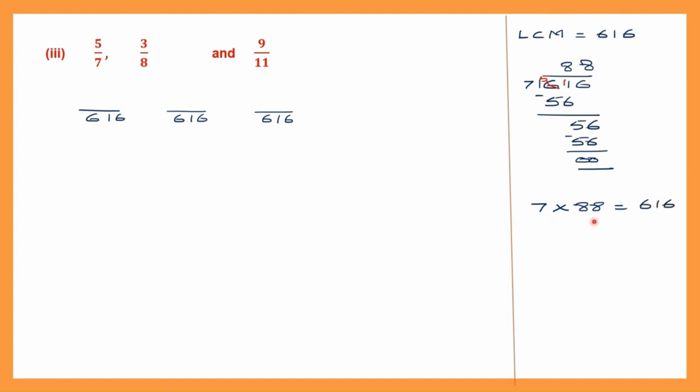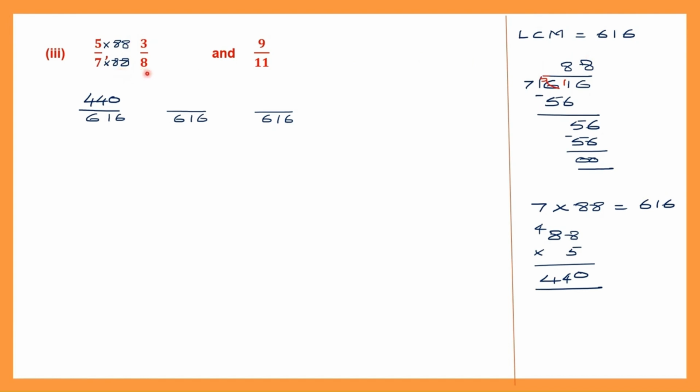So if we are multiplying 7 into 88, we should multiply 5 also by 88. So 5 into 88. Let's multiply and see. So 88 into 5. 5 eighths are 40, carry 4. 5 eighths are 40 plus 4 is 44, so 440. So we've got the first numerator 440. So what did we do here? We took the first denominator, we divided the LCM 616 by it and we got 88. Then we multiplied both by 88.